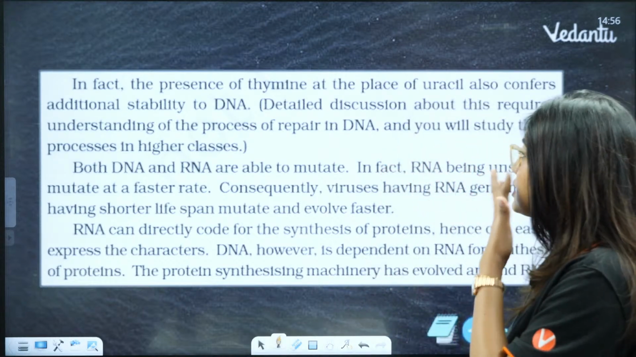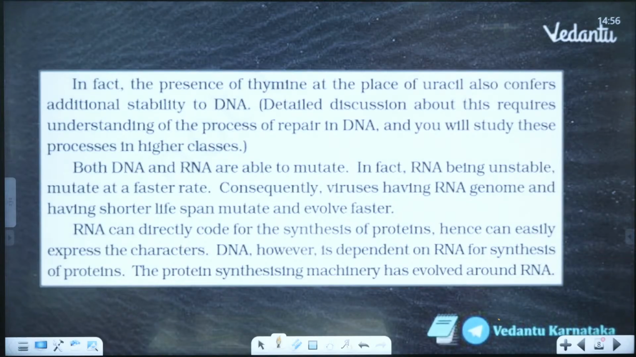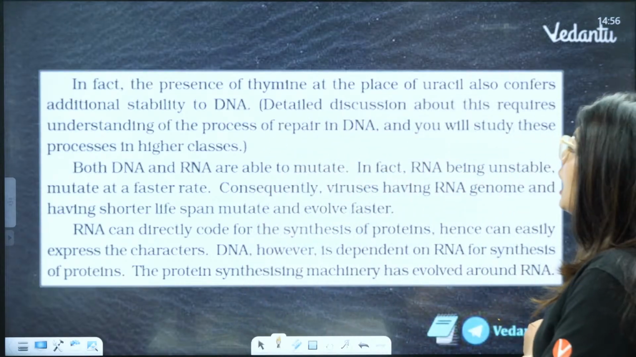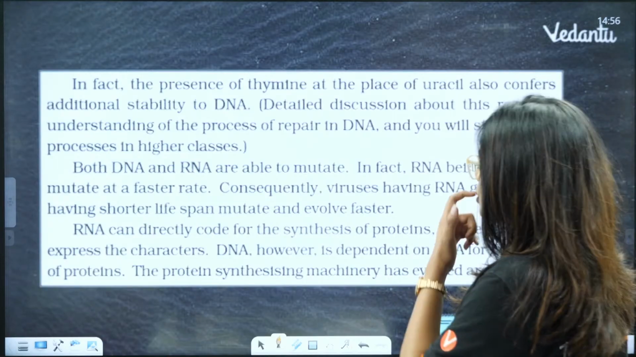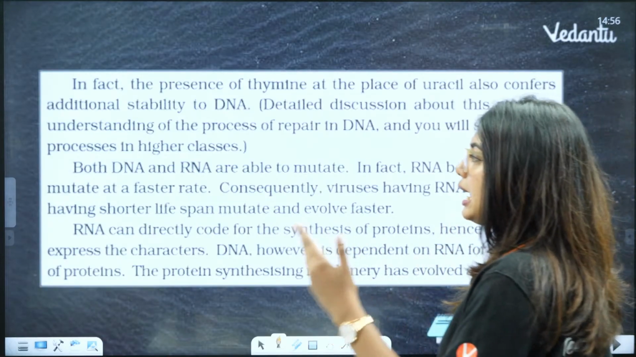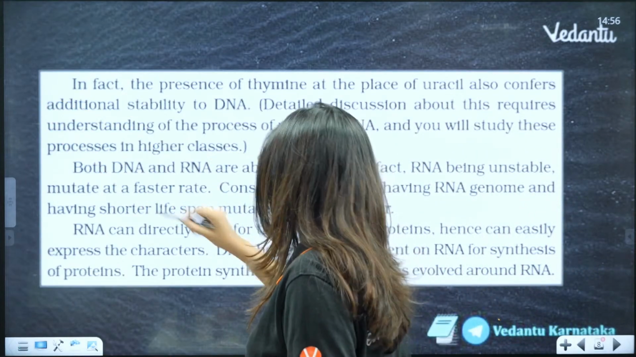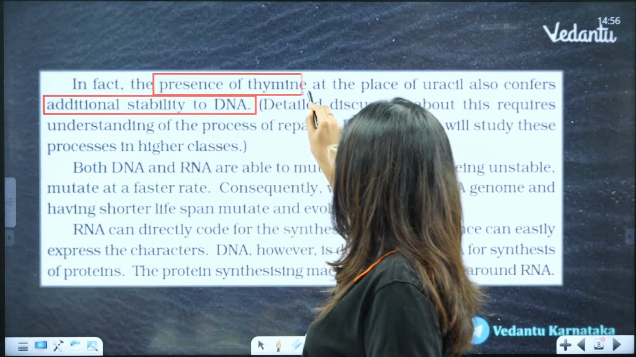Now, in fact, the presence of thymine at the place of uracil also confers additional stability to DNA. Detailed discussion about this requires understanding the process of repair in DNA, and you will study this in higher classes, okay. So additional stability is given by whom? Obviously the presence of thymine, okay.